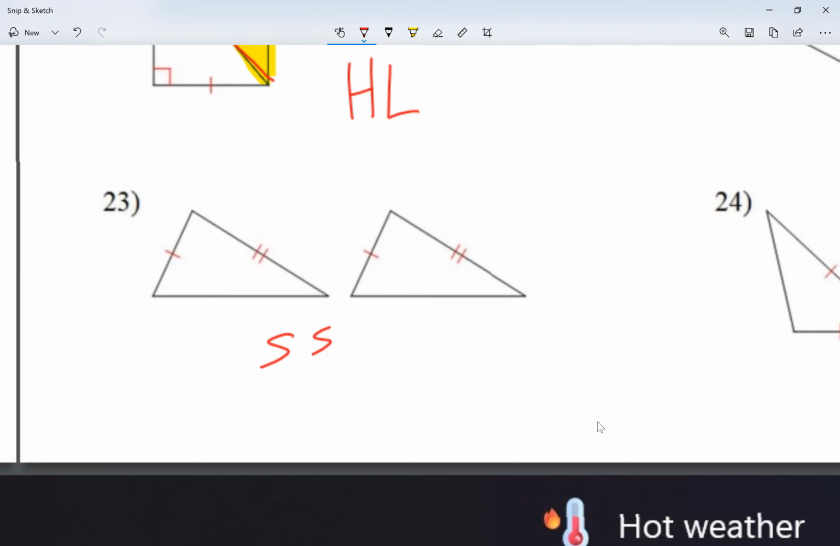My rules were side angle side, or hypotenuse leg. All three cases, I needed three markings. I needed at least three markings. That's not the case here. So I'm gonna say not congruent.